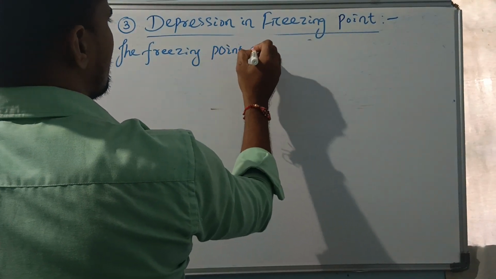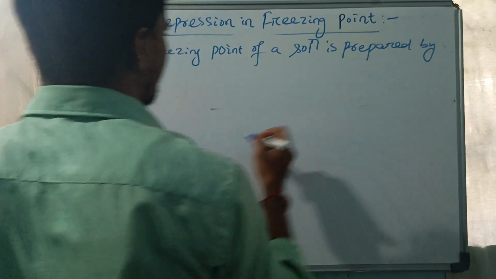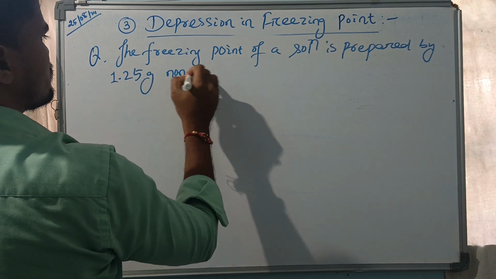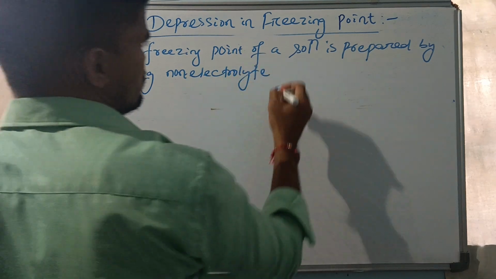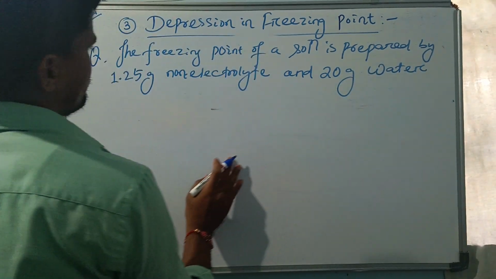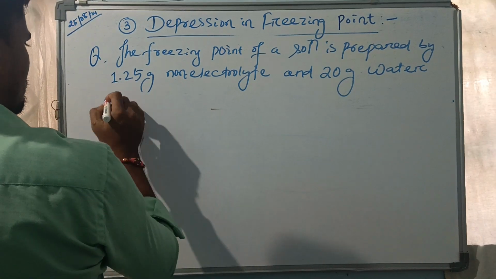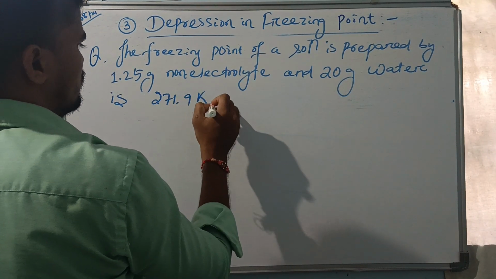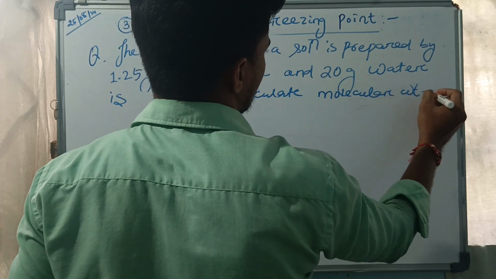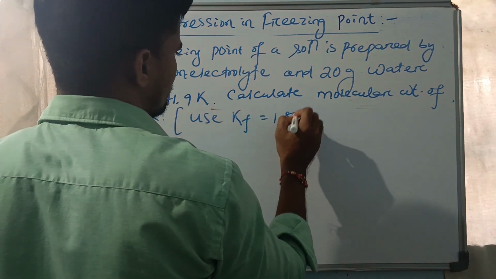Freezing point of a solution prepared by 1.25 gram non-electrolyte and 20 gram water is 271.9 K. Calculate the molecular weight of the solute. Use Kf is equal to 1.86.